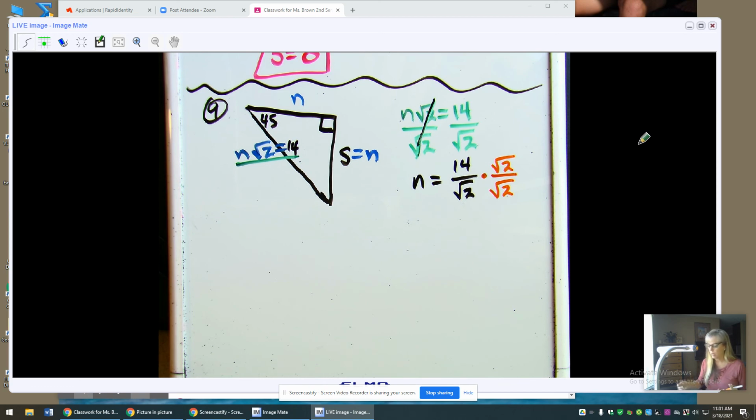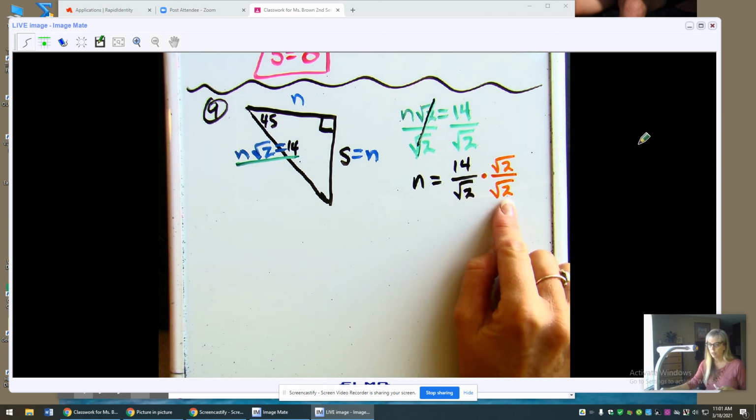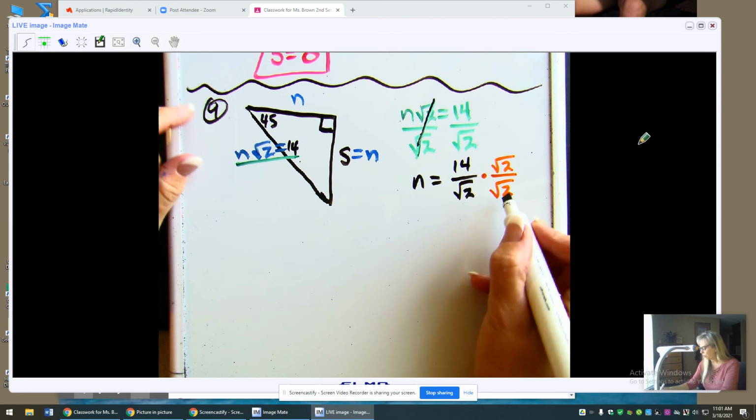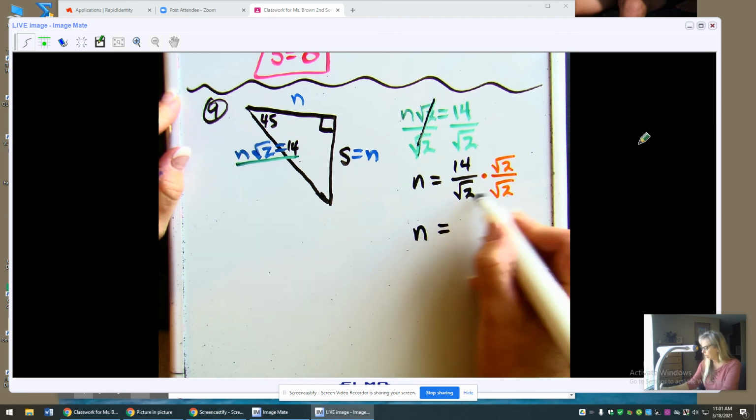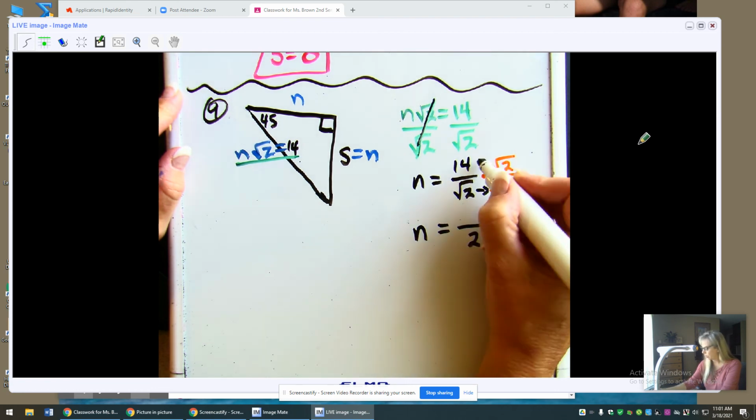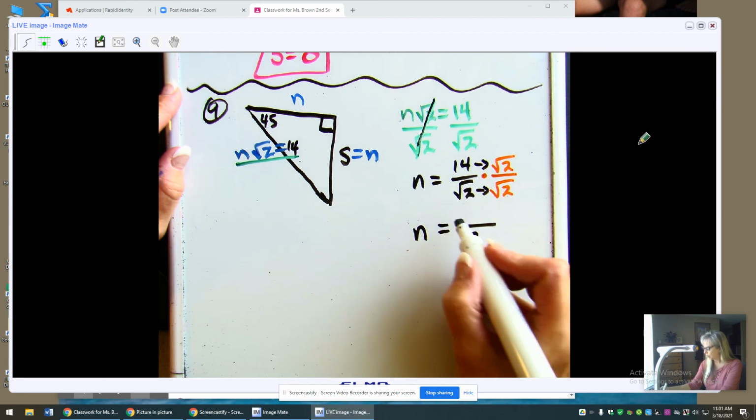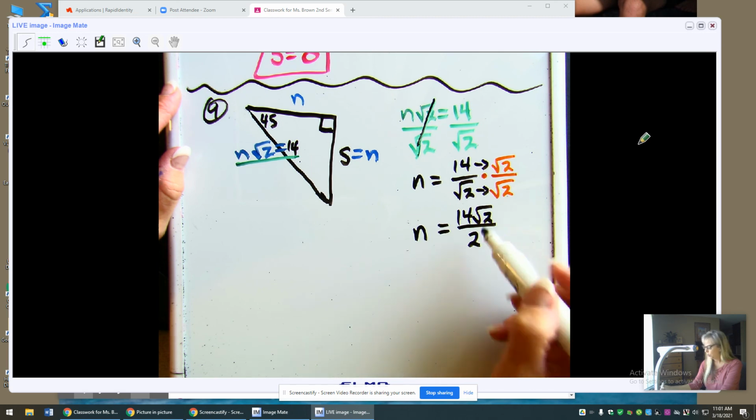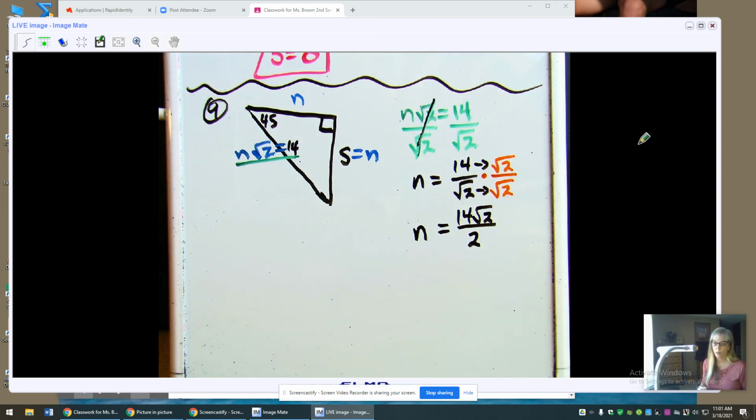I can pick any 1 I want, but the point is to rationalize the denominator and get rid of the radical. If I multiply the square root of 2 times the square root of 2, I get a denominator that's just plain 2 when I multiply straight across. Up top, if I multiply straight across, I get 14 times the square root of 2. So now my n value looks a lot more complicated, but it's a better look for the math world. We don't like denominators that have radicals. Can't leave it like that.